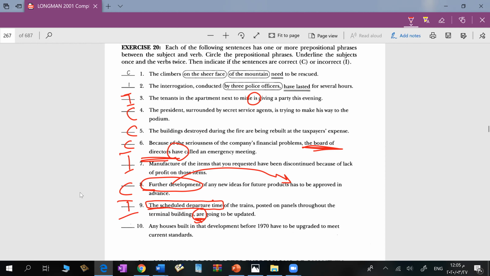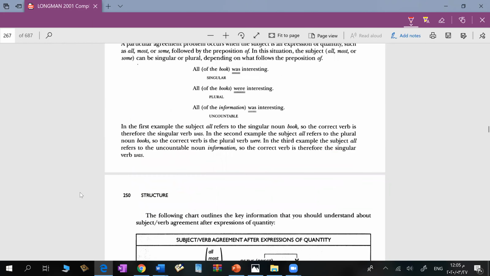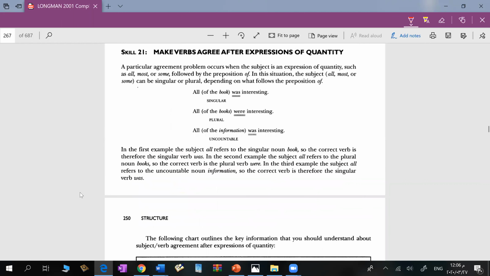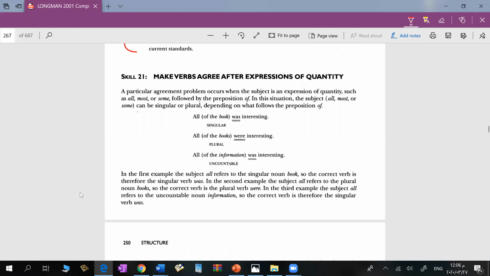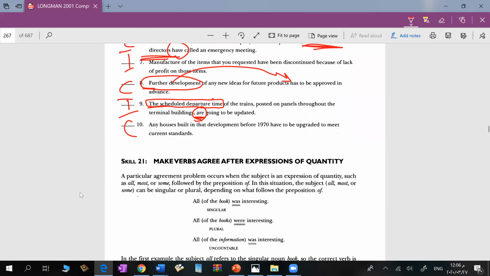Any houses built in the development before 1970 have to be upgraded. What do you think? Correct. Thank you very much. Okay. Dr. Mahmoud, does any houses mean singular or plural here? Houses. What do you think? I am always confused with the word any.